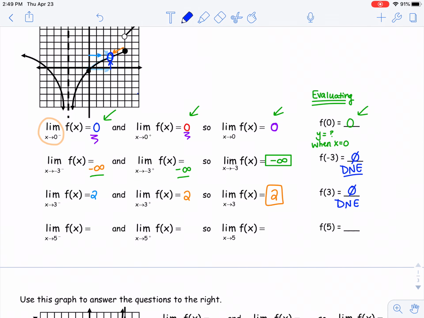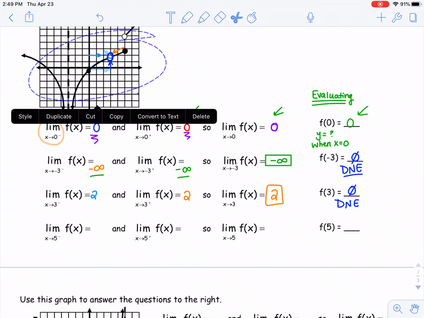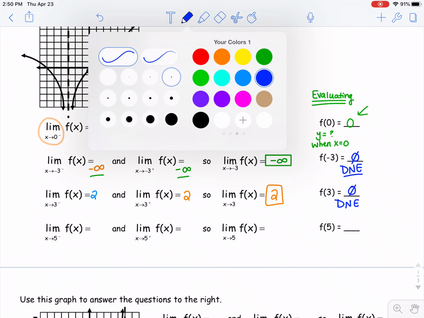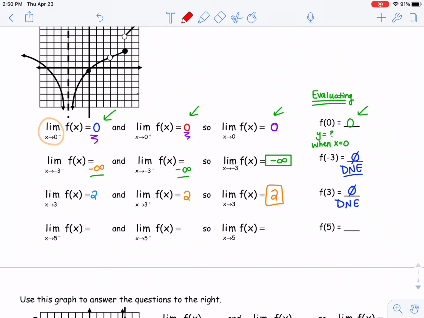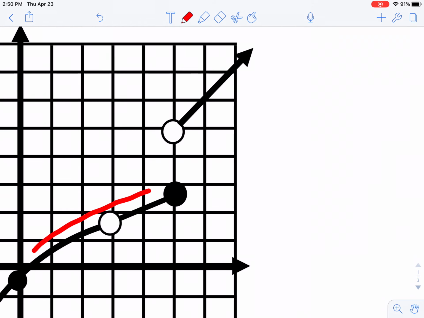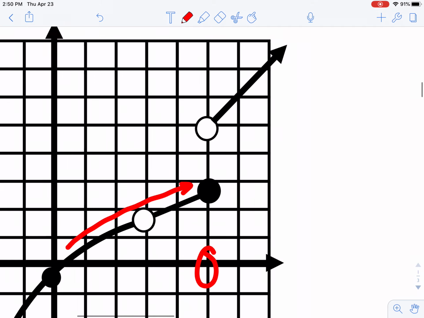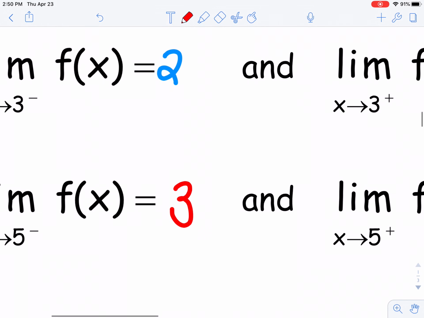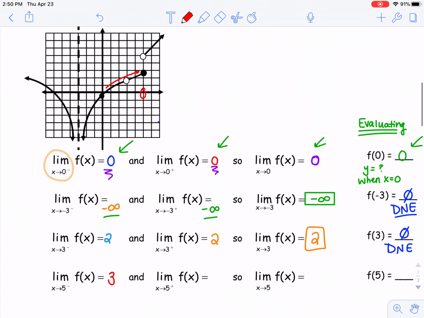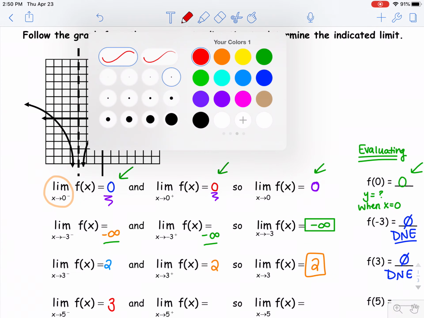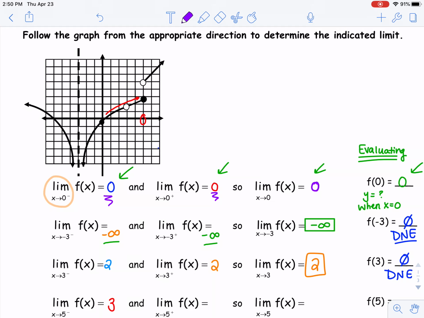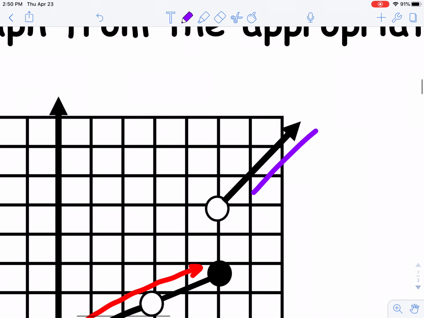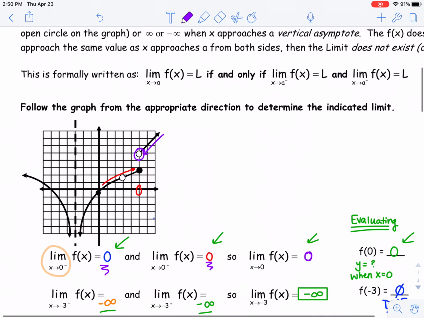All right, one more, and hopefully it'll resonate a little bit better with you guys if it didn't before. Okay, 5 from the left. So from the left-hand side, as we get closer to 5, we're approaching this black dot. Okay, let's call it 1, 2. We'll call it up at 3. Okay, so from the left, we're approaching that black dot, which is y equals 3. So whenever we do limits, the answer is the y value. From the right, we're approaching the hole. Okay, so that hole is up at 3, 4, 5.